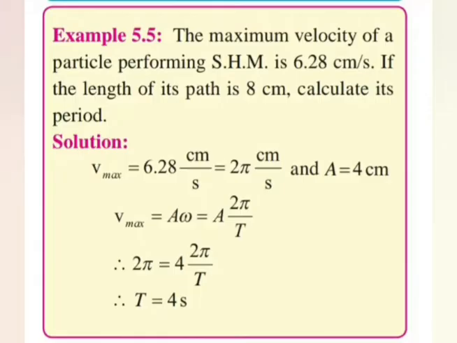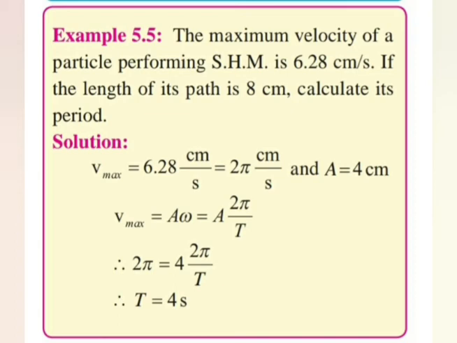So here students, we have the next solved example to calculate the time period in the case of velocity. So let's see the question. The maximum velocity of a particle performing simple harmonic motion is 6.28 centimeter per second. If the length of the path is 8 centimeter, calculate the period. So here we have the solution, the velocity at the maximum condition is 6.28, that is 2 pi centimeter per second.